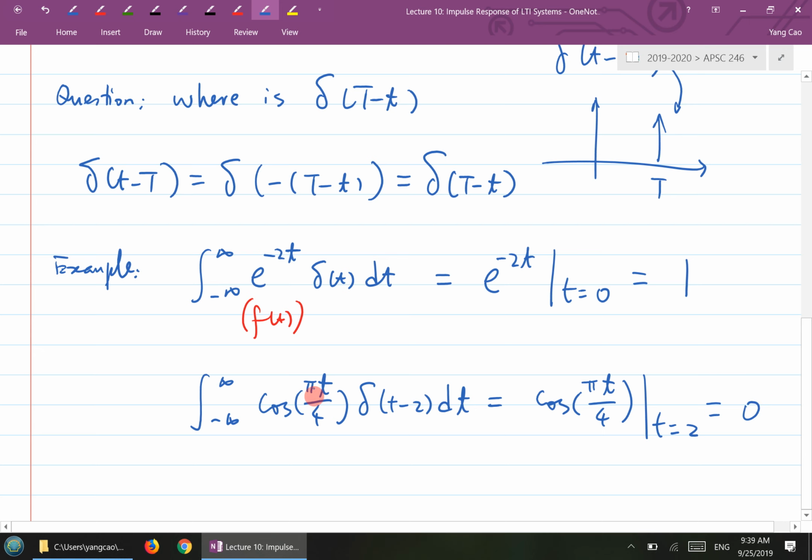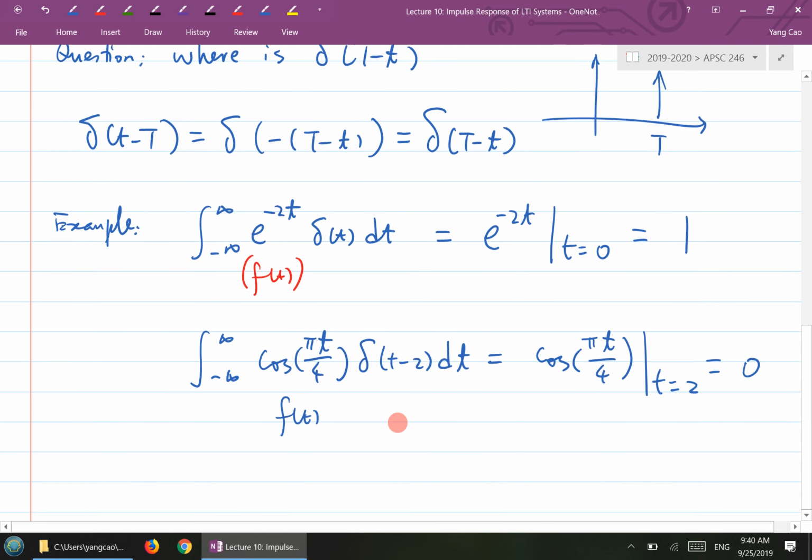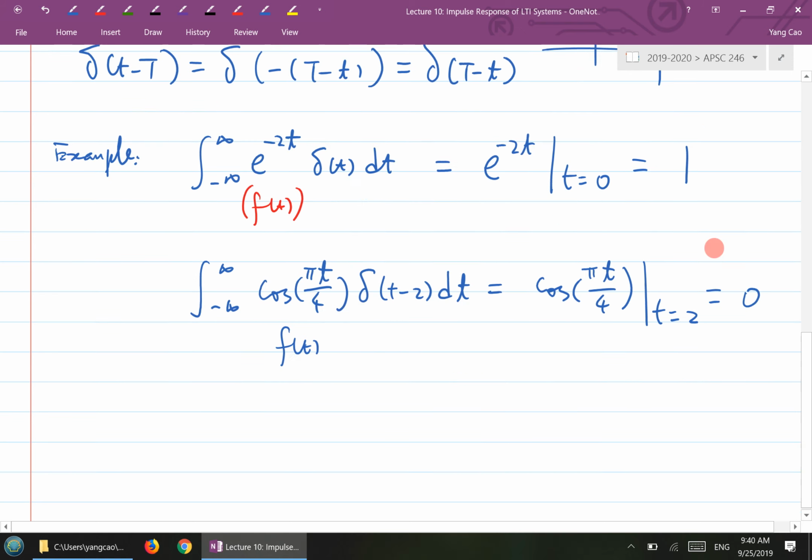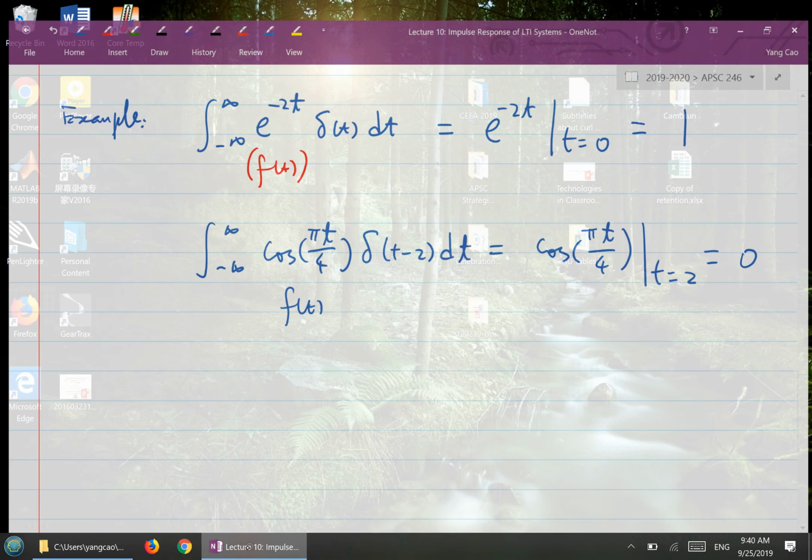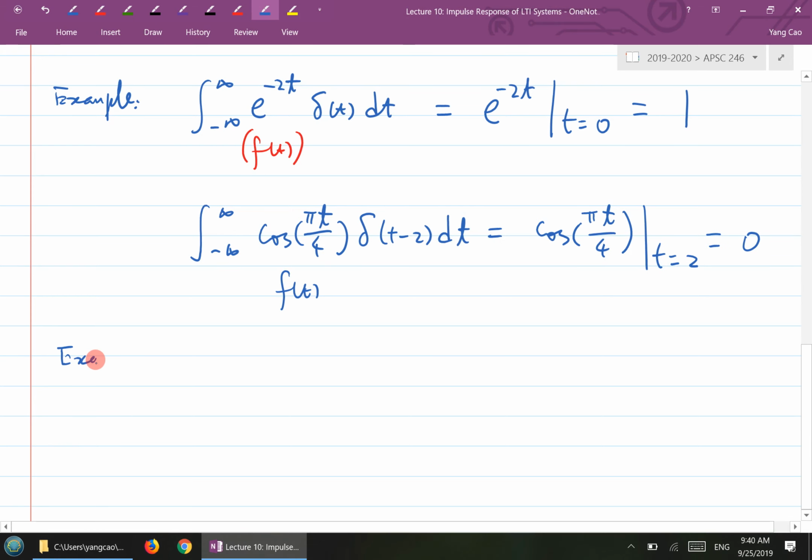It doesn't matter how complicated this function here is. All you need to do is substitute, and look at which impulse function you're multiplying with. Okay, before we move on, let's take a look at one more example.